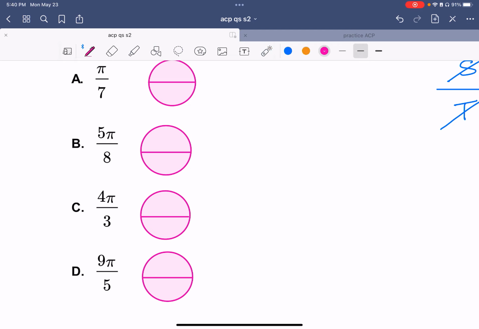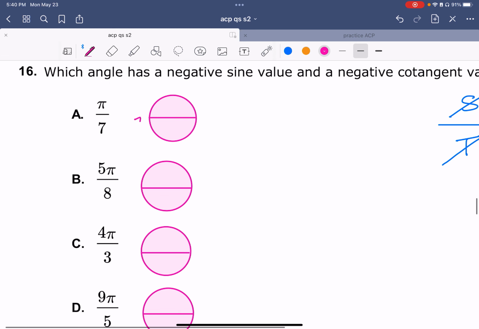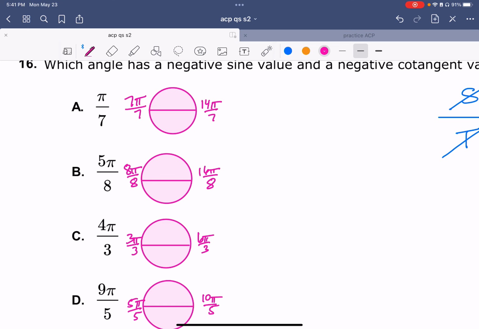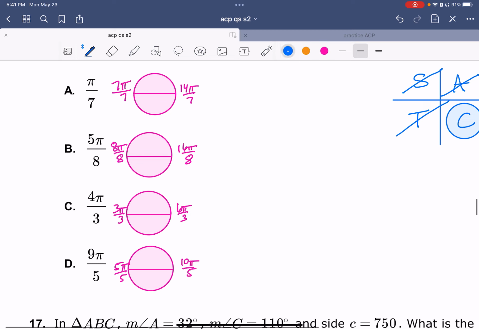So if that's the case, you're going to match up the denominator and the numerator, because then what's going to happen is 7 and 7 cancel out, leaving you with just pi. So you're going to do that for all of them. Whatever the denominator is, you match the numerator. And then the other side, which is 2 pi, you just have to multiply the numerator by 2. So 7 times 2 is 14, 8 times 2 is 16, 6, and 10.